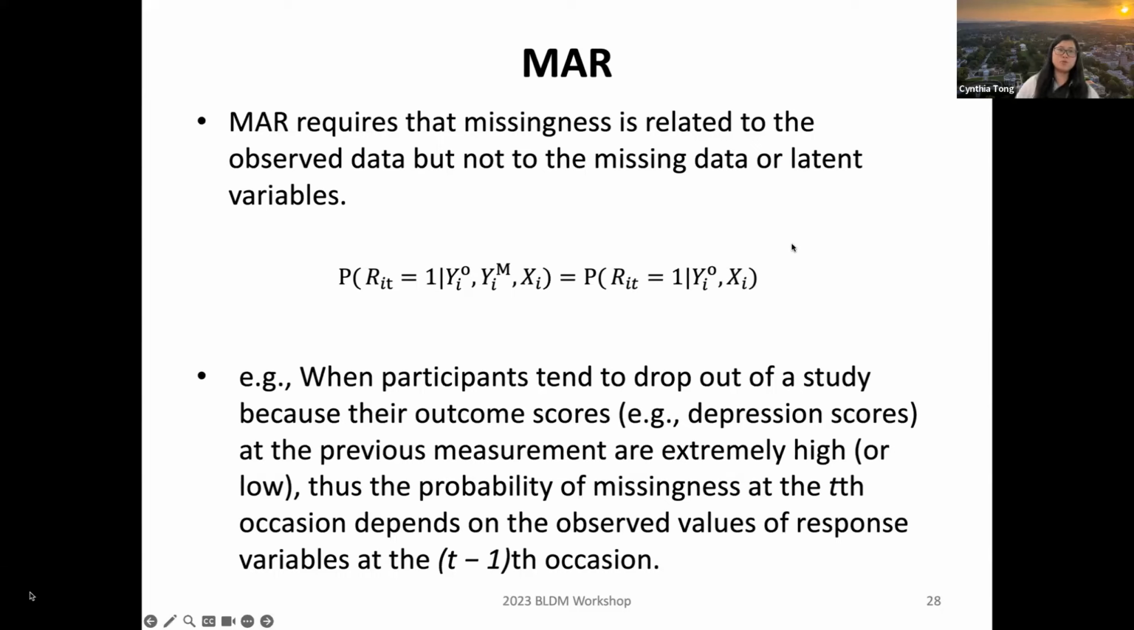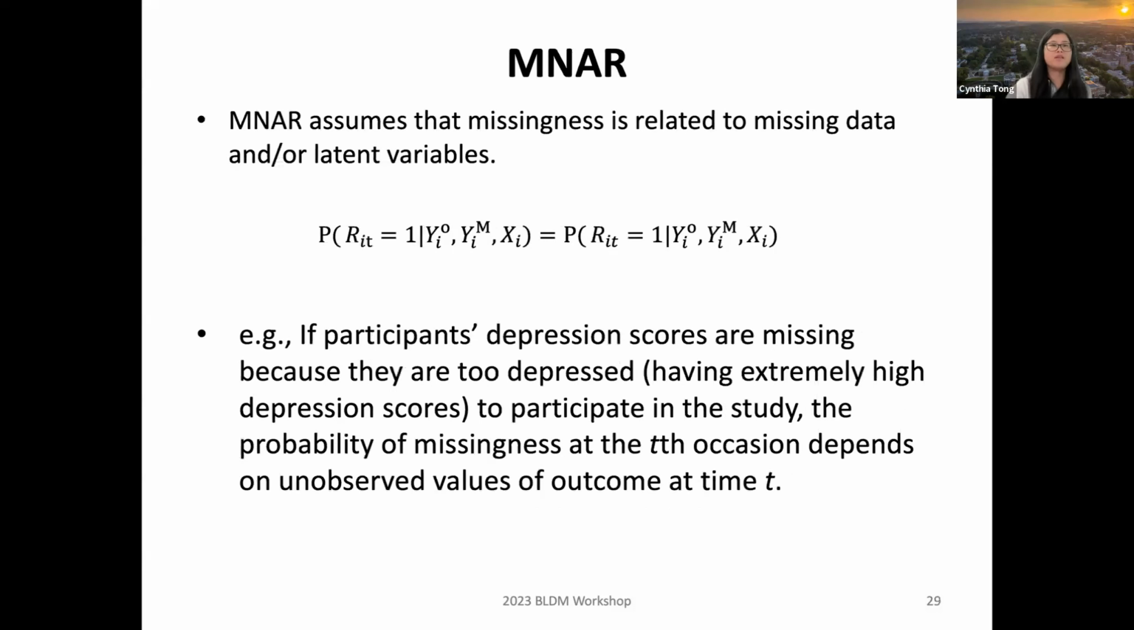So, an example of missing at random includes when participants tend to drop out of a study because their outcome scores, for example, depression scores at the previous measurement, are extremely high or low. Thus, the probability of missingness at the t-th occasion depends on the observed values of the response at the t-1 occasion. So previous time point scores affect the later time point scores. So basically the missingness depends on the observed data.